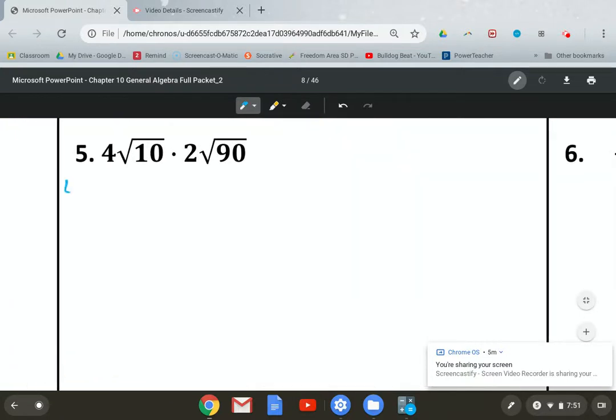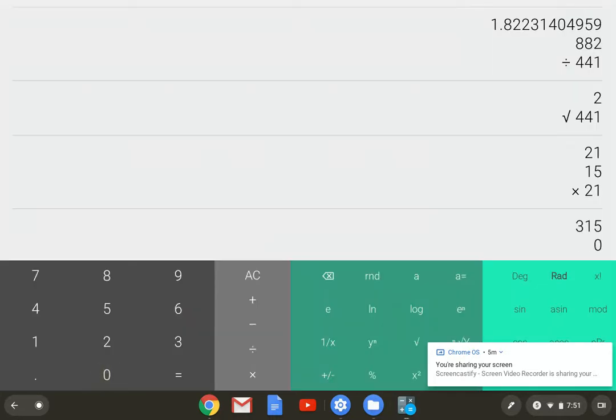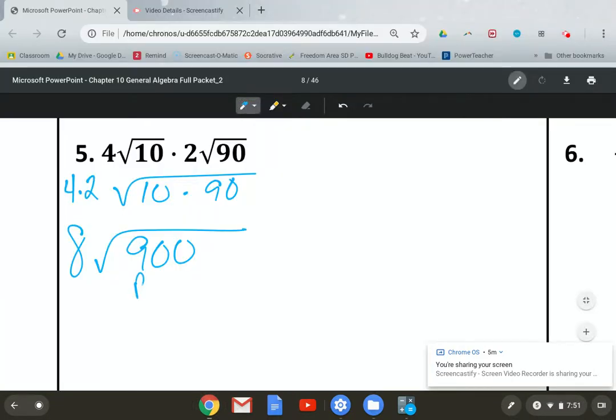Multiply 4 times 2, because they're outsides. Multiply 10 times 90. So we get 4 times 2 is 8. 10 times 90 is 900. Test the square root of 900. I love it. It ends up being a perfect 30.